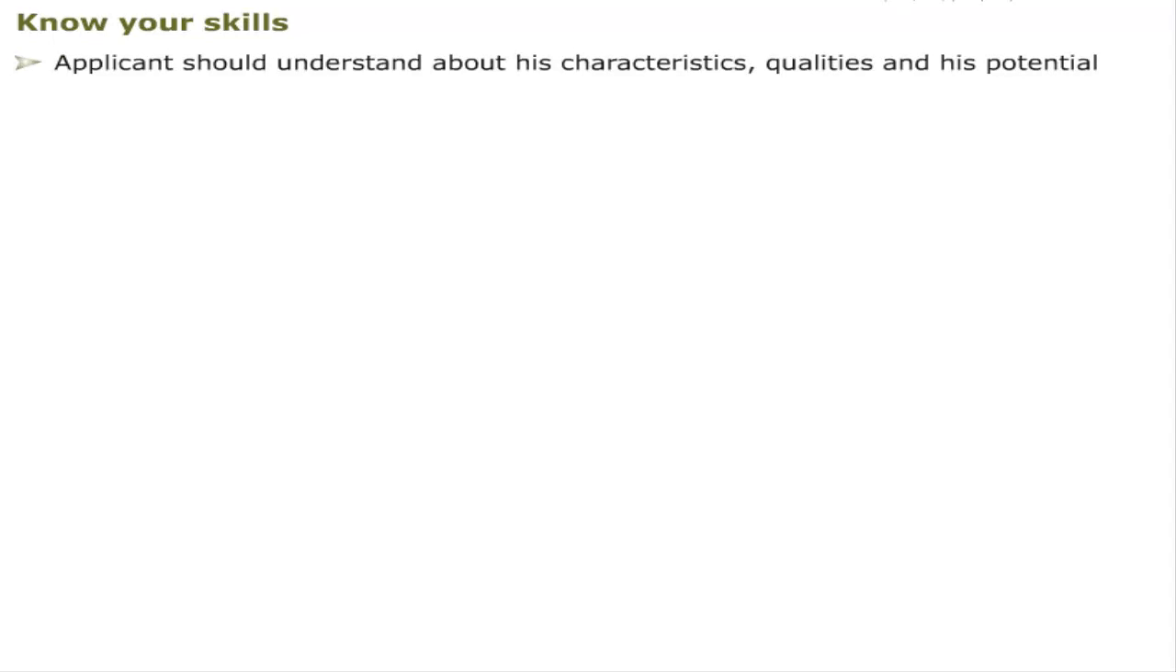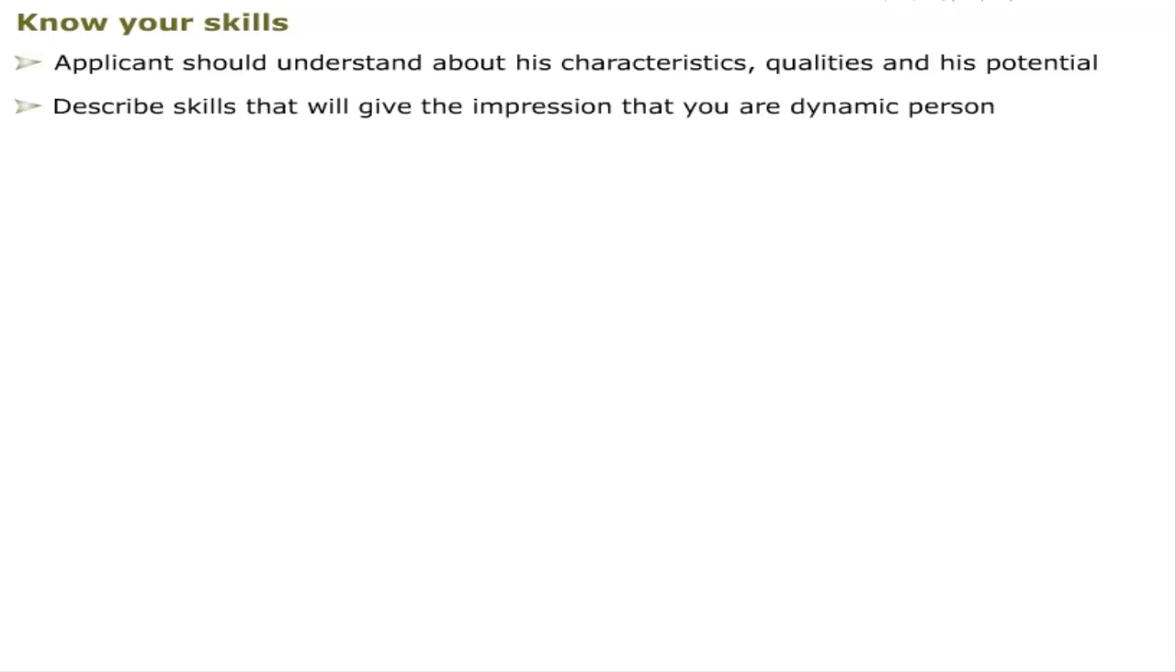Know your skills. The applicant should understand his characteristics, qualities, skills, and potential. He has to describe skills that will give the impression that he is a dynamic person.